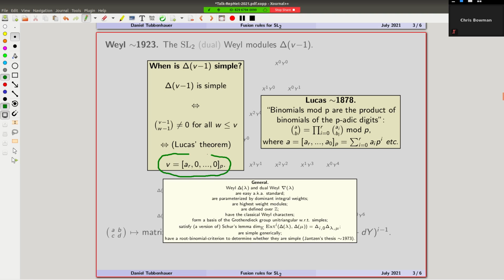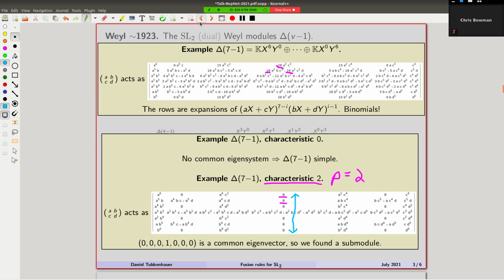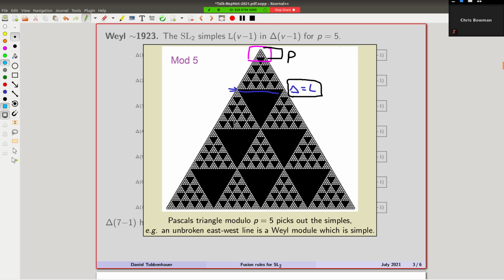So if I write my v, remember I always have a v minus 1, and I would like to express it periodically, so the sum over the periodic digits. And this happens if and only if it's a prime power, or a multiple of a prime power. That's what I wrote down here. So it has only one non-zero digit. So it basically never happens. And if you think about it a little bit, these are exactly those cases where you hit an unbroken east-west line in Pascal's triangle.